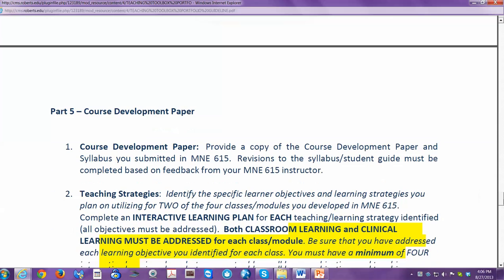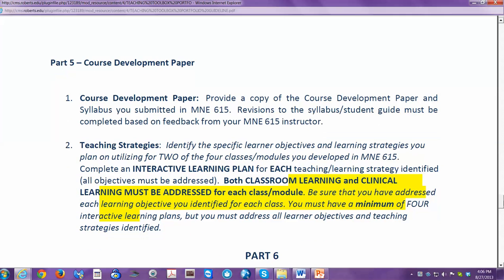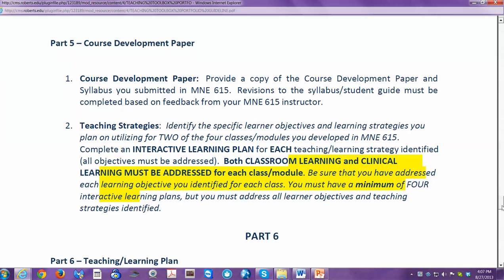Then you would go on to your course development paper. You're going to put your paper under this section. Then you want to identify the specific learner objectives and strategies you plan on utilizing for 2 of the 4 classes you developed. You're going to complete an interactive learning plan for each one of those strategies, keeping in mind that all objectives must be addressed. You also must address both classroom learning and clinical learning.